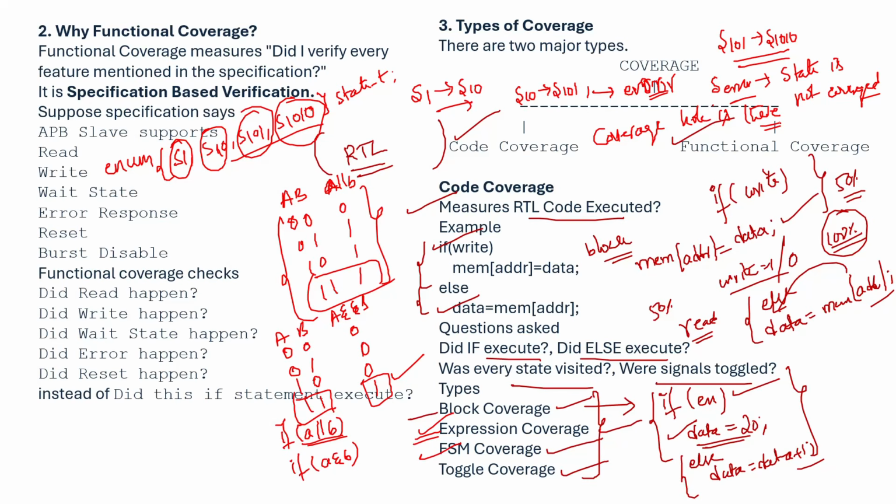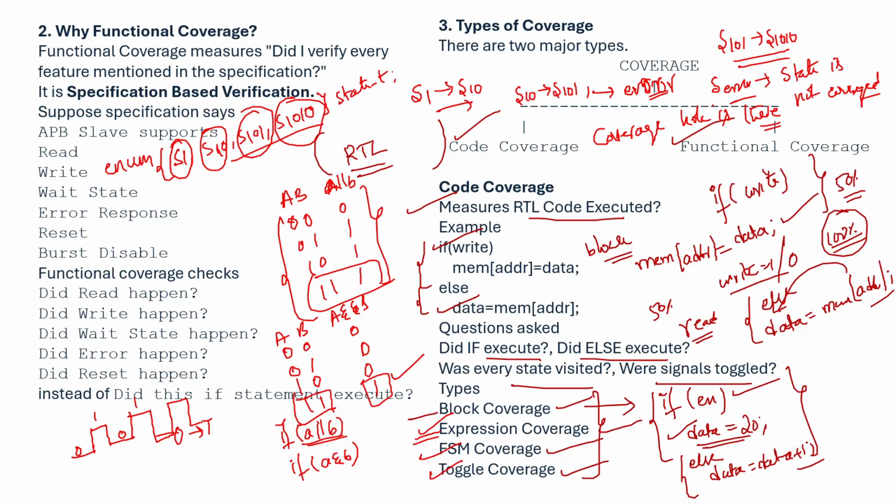In this FSM coverage, we are checking whether the different states are moving or not. And then toggle coverage means 0 to 1 or 1 to 0. That is the toggling. Suppose your clock is toggling, that means 0 to 1 is changing, and 1 to 0 is changing, and 0 to 1, and 1 to 0. We need to check whether this toggling is happening or not.